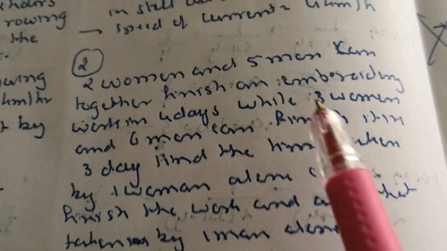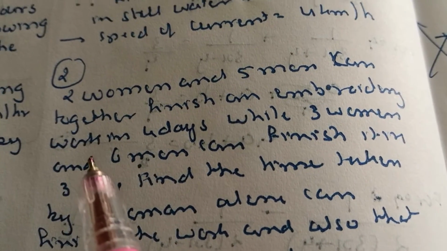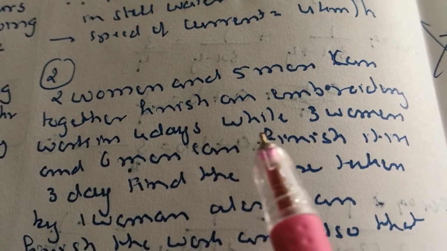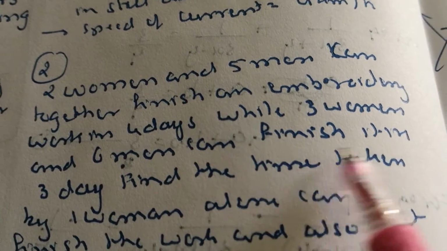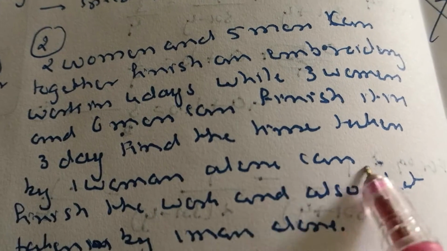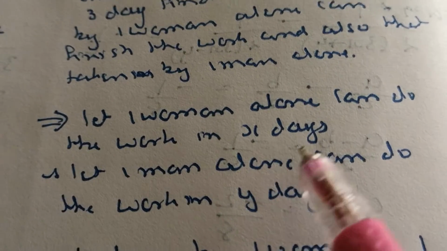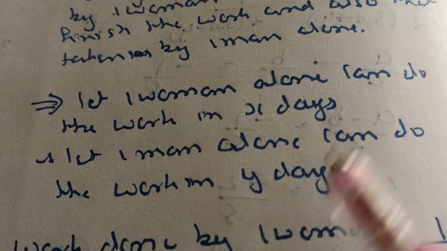2 women and 5 men can together finish a work of embroidery in 4 days, while 3 women and 6 men can finish it in 3 days. Find the time taken by 1 woman alone to finish the work, and also the time taken by 1 man alone to finish the work. So dear friends, here we are going to take, let 1 woman alone can do the work in x days, and 1 man alone can do the work in y days.